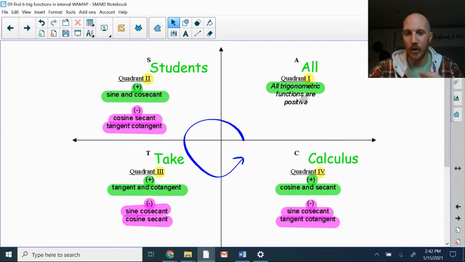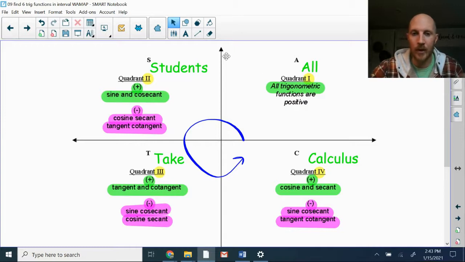And so if we think about the acronym, all students take calculus, the A in all also stands for all in relation to the trig functions. All trig functions are positive. Every single one of them, all six: sine, cosine, tangent, cotangent, secant, cosecant. Everything's positive in quadrant 1.